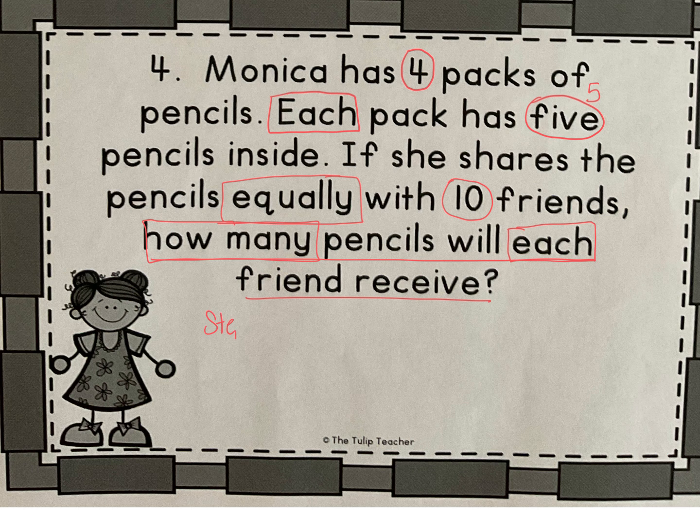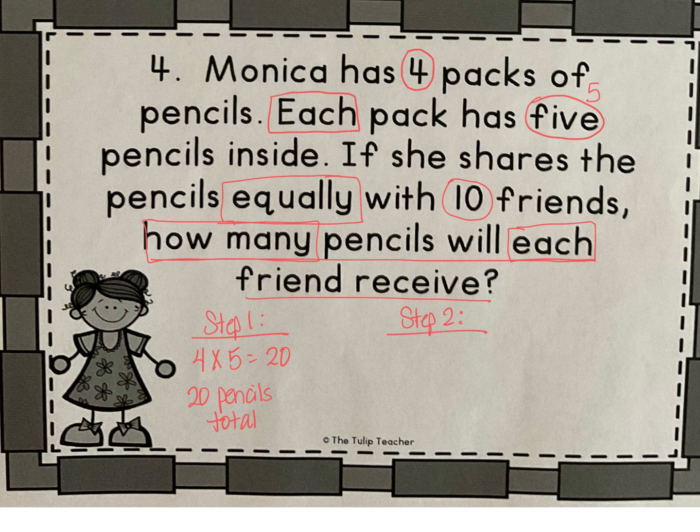So step 1, she's got 4 packs of pencils. Each pack has 5 pencils inside. Okay, that word each tells me that I am going to multiply. So I'm going to multiply 4 times 5, which is 20. So Monica has 20 pencils total. Now that we know how many pencils she has, we can do step 2.